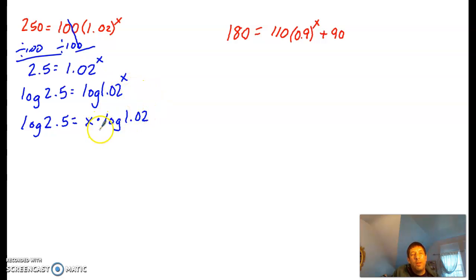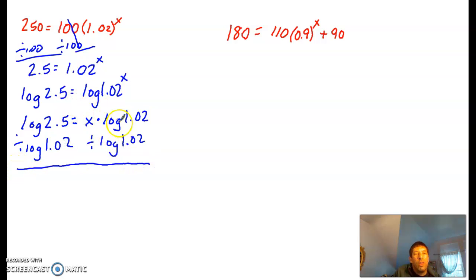Okay. Now, we're trying to solve for x. X is being multiplied by the log of 1.02. So to undo the multiplication, we would divide by the log of 1.02 on both sides. So that's going to cancel out on the right side and just leave us with x. On the left side, we just need to take the log of 2.5 and divide it by the log of 1.02.